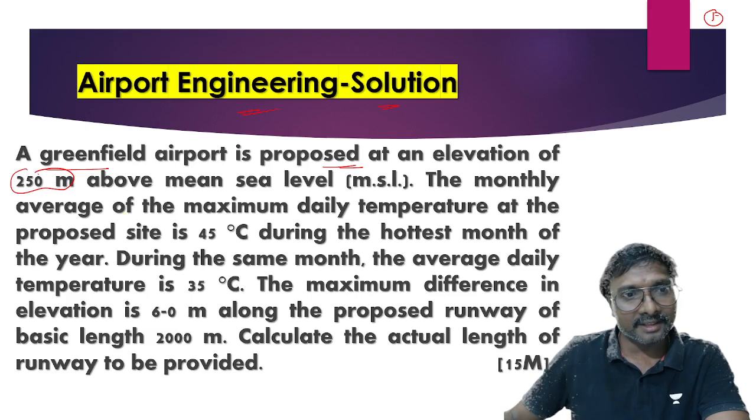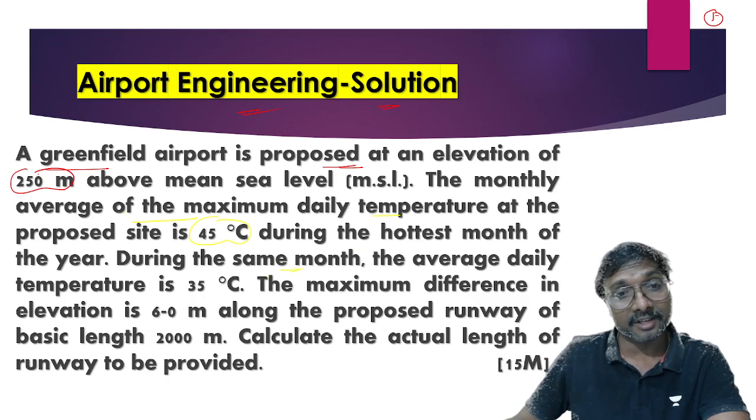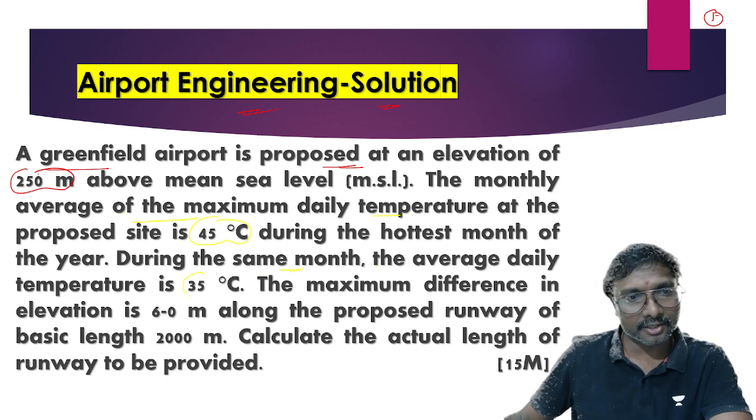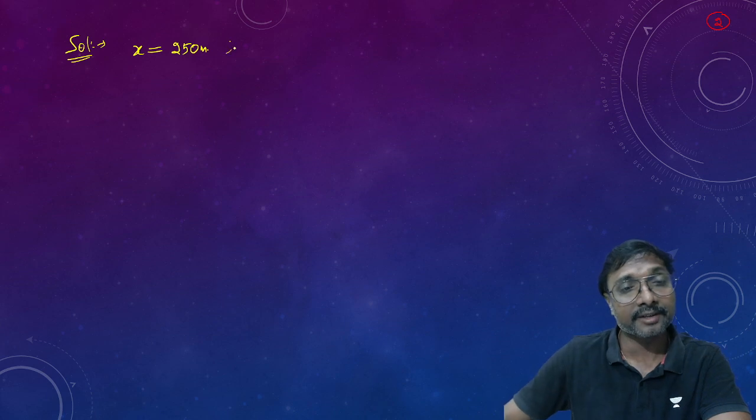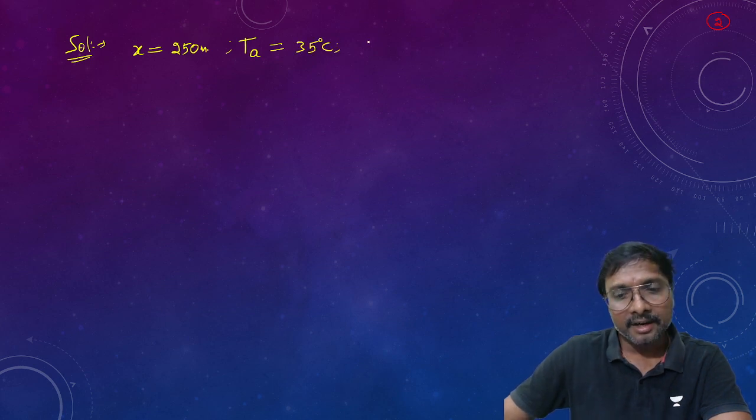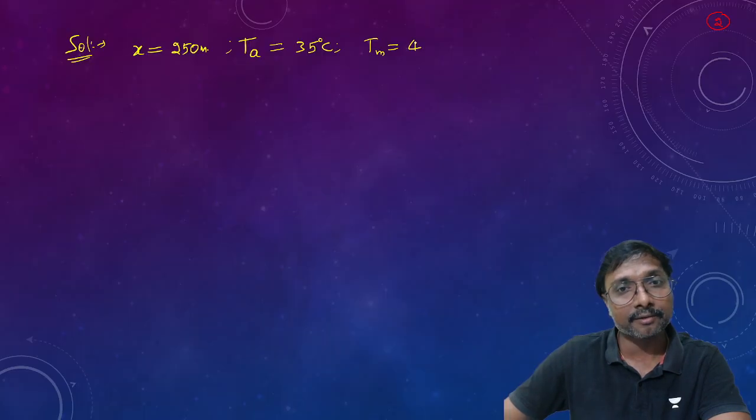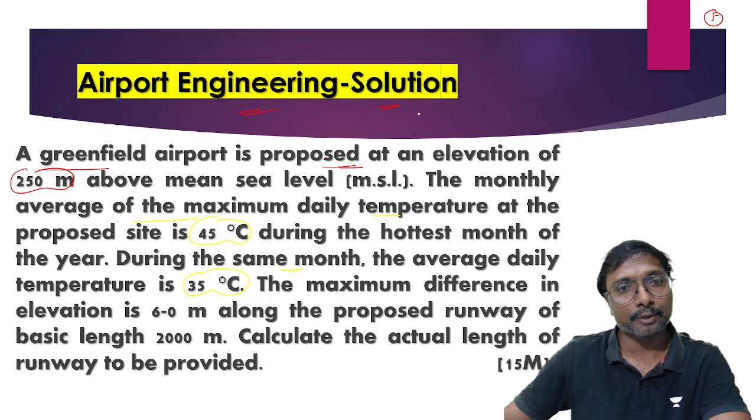Now, the monthly average of the maximum daily temperature at the site is 45 degrees during the hottest month of the year, and during the same month. Generally, what is the hottest month? Summer, May. During this same month, the average daily temperature is 35 degrees centigrade. What are the symbols we are giving? Monthly mean of the average daily temperature is 35 degrees centigrade, and monthly mean of the maximum daily temperature is 45 degrees. That is the data given.